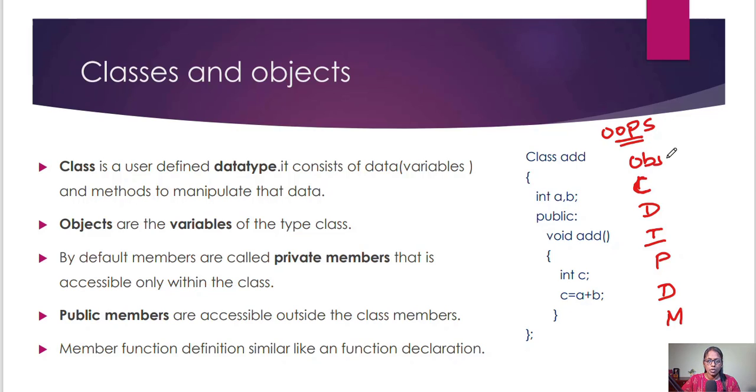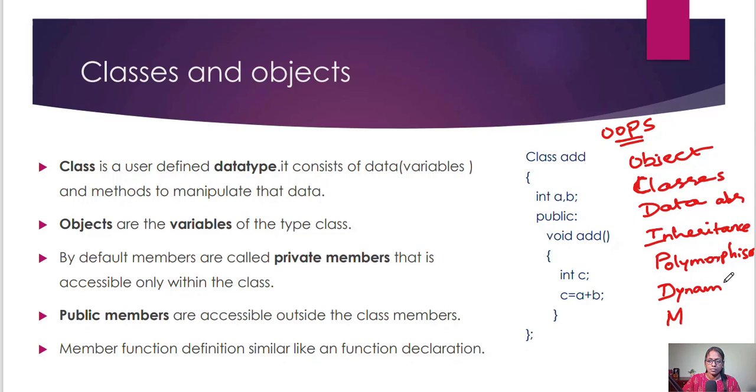So first one is what? Objects, and next one is classes, and data abstraction and inheritance. Data abstraction, and the next one is polymorphism and dynamic binding. And M means message passing. Only these 7 concepts, if you are thorough, you can write any OOPS concept programming by yourself very easily.